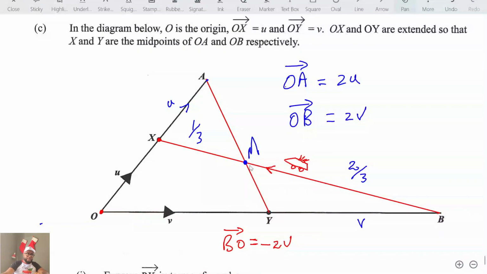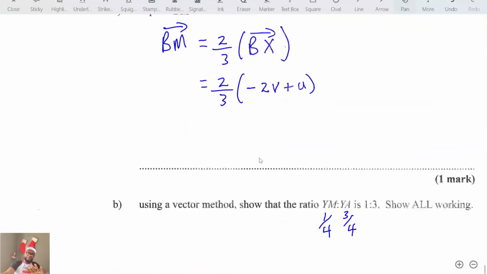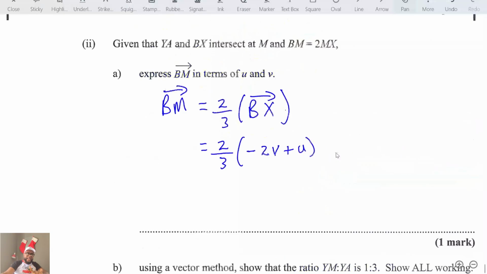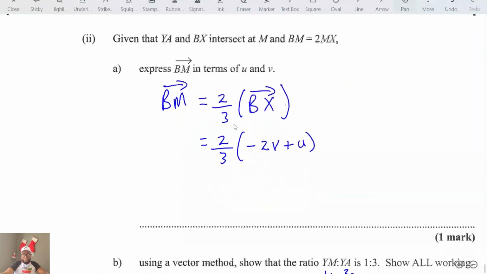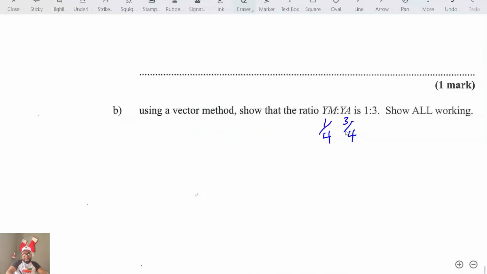YM is this piece here, and then the next part is YA. So if it's 1 to 3, it simply means that here is 1/3, and then up here is 2/3, because the whole thing is 3 parts. All we know is here is 1/3, and the next part will be a whole.